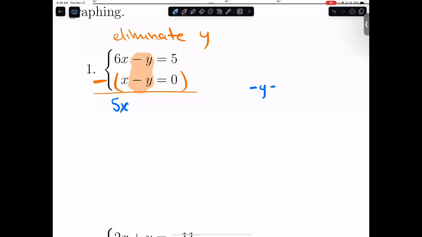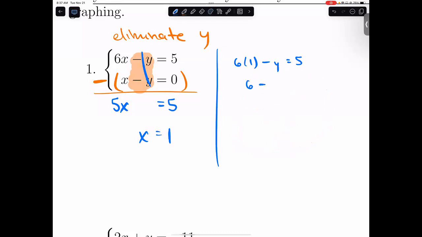Negative y minus negative y is what's happening there. So 0 equals 5. So x is 1. And then if x is 1, y is also 1. So our solution is 1, 1.